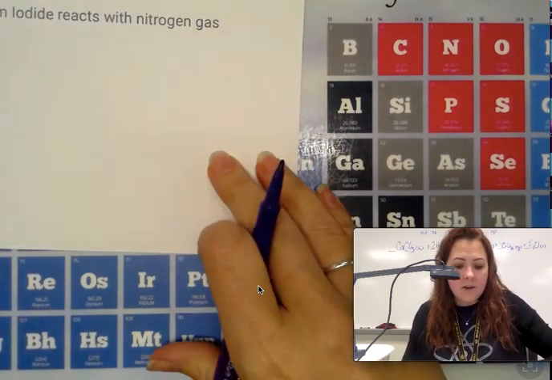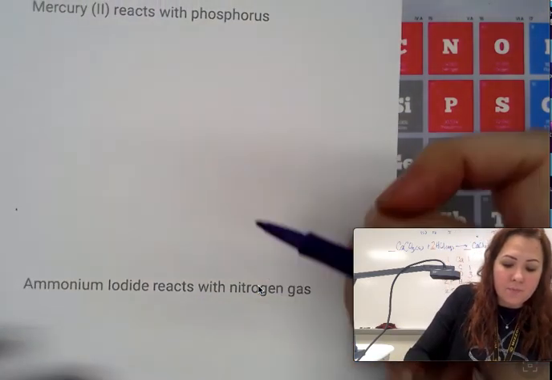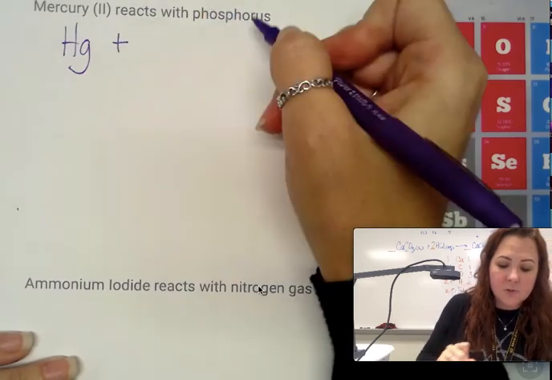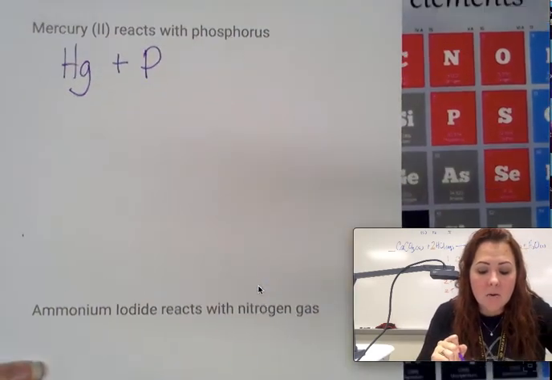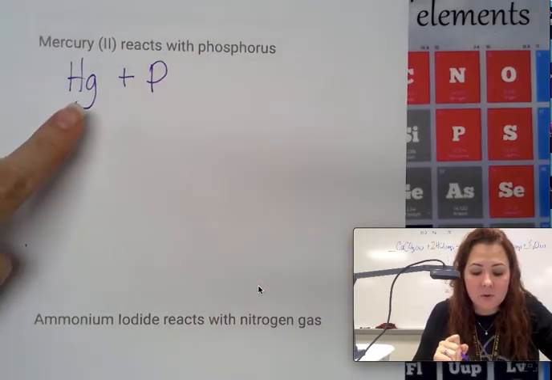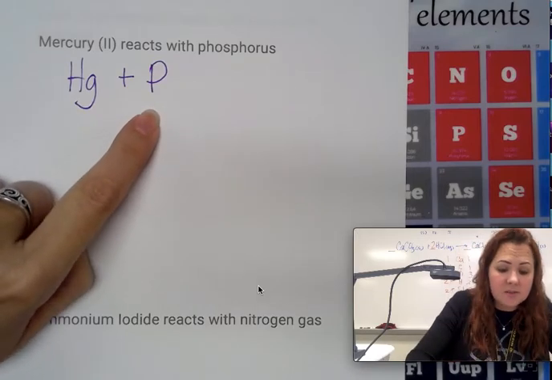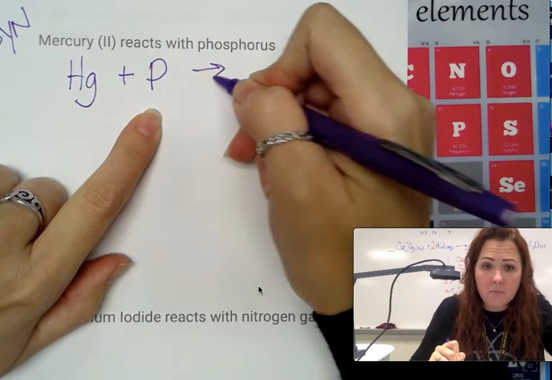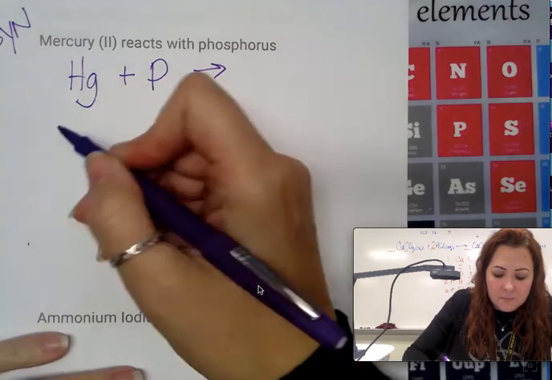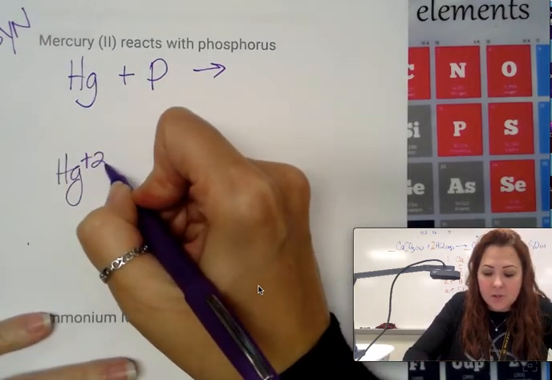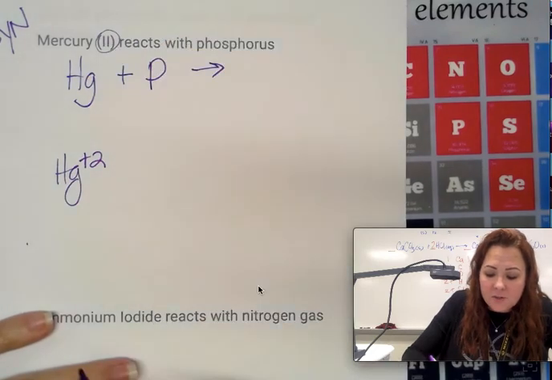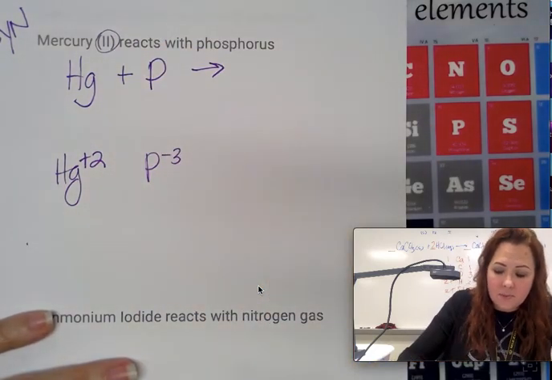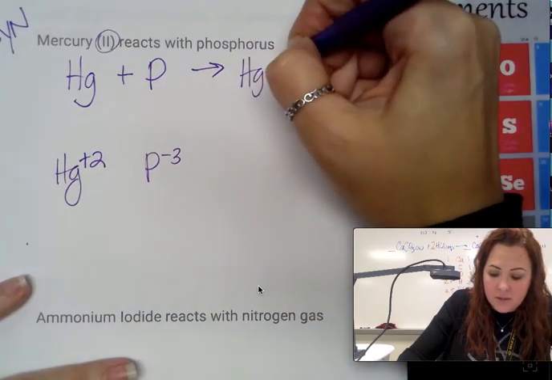All right, the next one, mercury 2. Mercury is Hg. It reacts with phosphorus, which is P. Now with this one, I have mercury and I have phosphorus. Those are both single elements, so this is going to be a synthesis reaction. We need to figure out what they make. Mercury has a +2 charge here. That's what that 2 tells me. Phosphorus is P minus 3. So again, I'm going to swap and drop: Hg3P2.